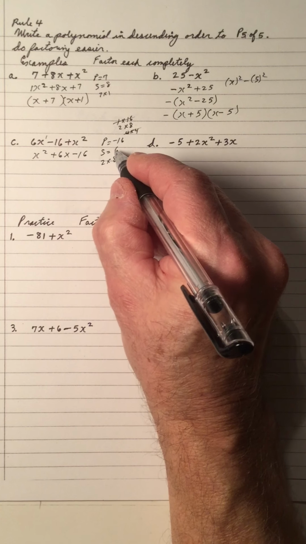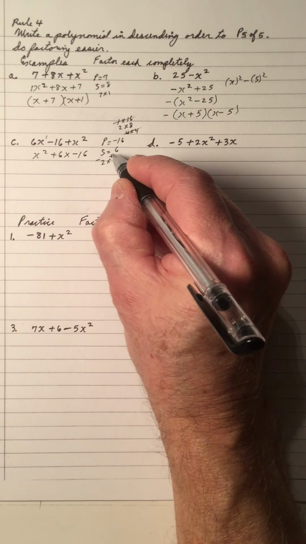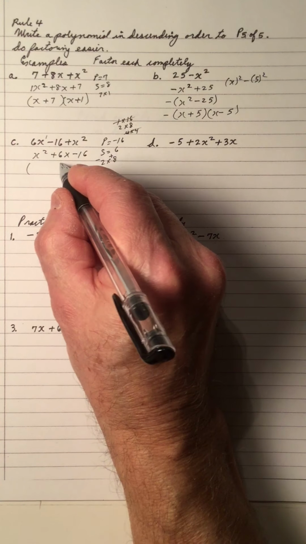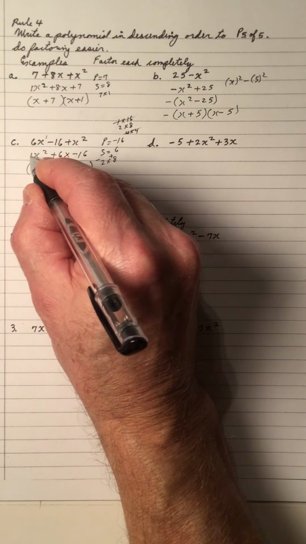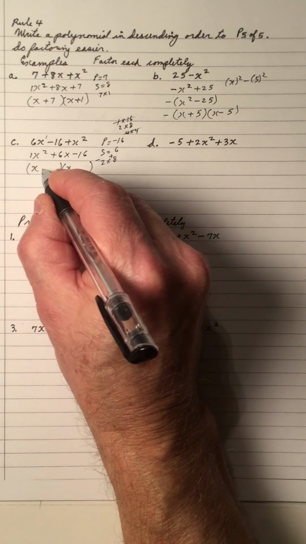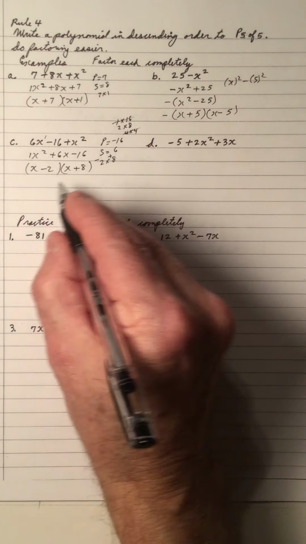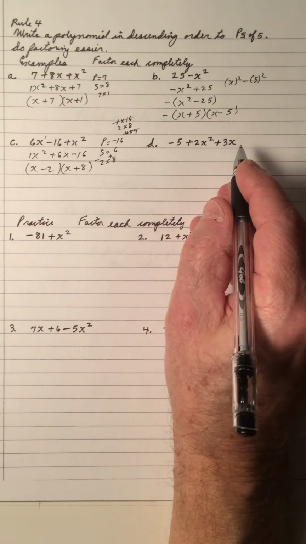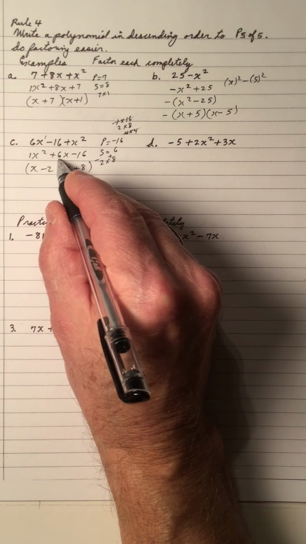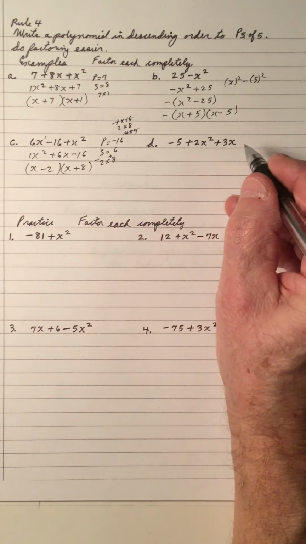And the product is negative and the sum is positive. So I have to have a negative 2 and a positive 8. Because the product is negative, I'll have to have a plus and a minus. So because there's a 1x squared, I automatically can go x and x. And I got a negative 2 and a plus 8. Or I could go x plus 8, x minus 2. Multiply, negative 16. Add, plus 6. Perfect.